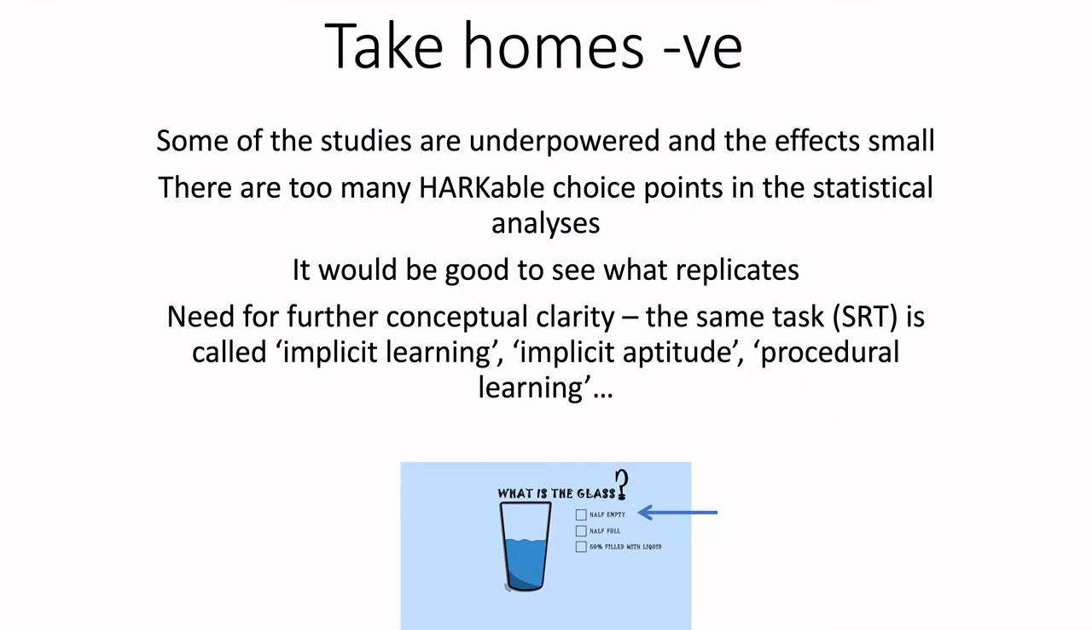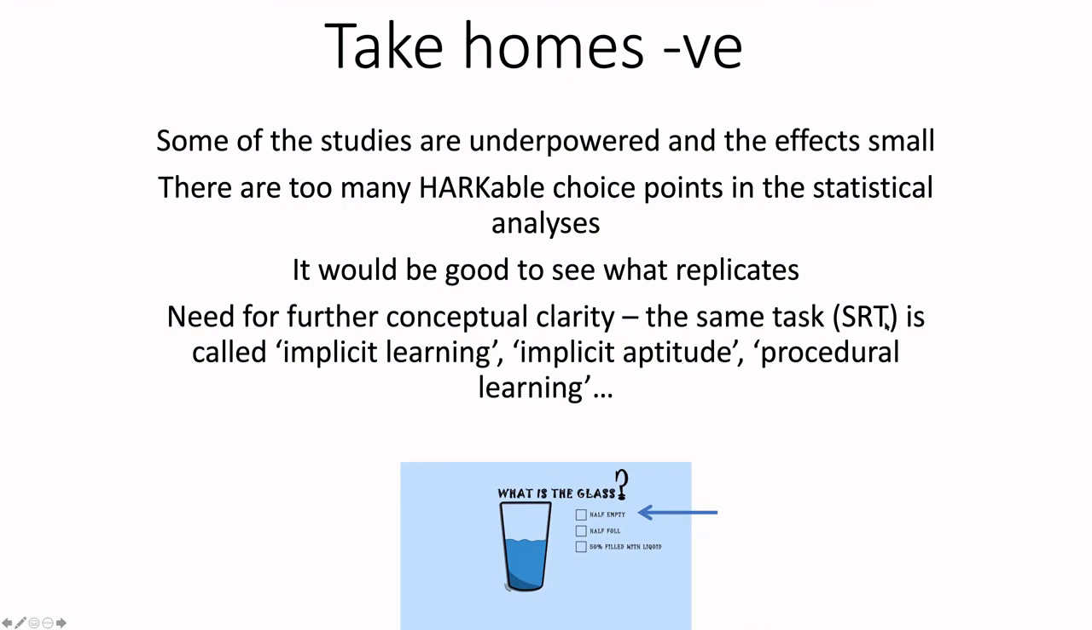Some of the studies are still underpowered, the effects are small. There are too many statistical steps, hackable choice points in the statistical analyses. It would be lovely to see which of these findings replicates. But this is such a good first step. Need for further conceptual clarity? Yeah, need for further conceptual clarity.